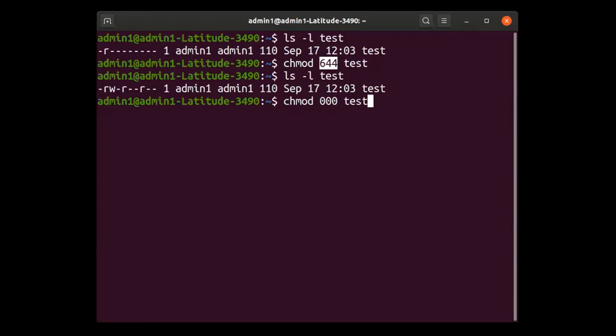So I have one answer. Now somebody has given an answer in a different way. Try to understand the question. My question is, can I give chmod 000 test? So the answer should be either yes or no.